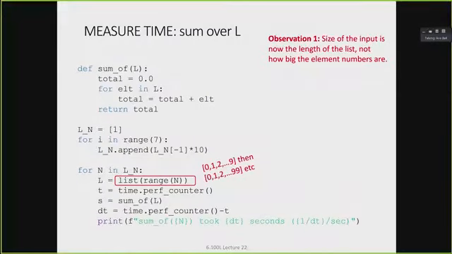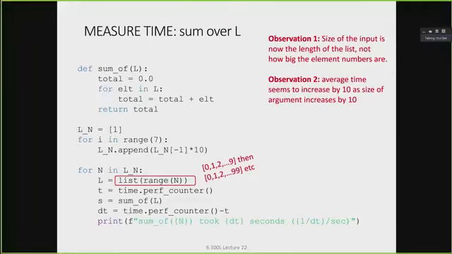So the first observation we can make about this function is that the size of the input, obviously, is now the length of our list, right? It's not just the number 10 or the number 1,000. It's a list of length 10, or a list of length 1,000. Second observation is that, again, just like in the previous case, the average time increases by 10 as the length of our list increases by 10. Okay, again, very good.